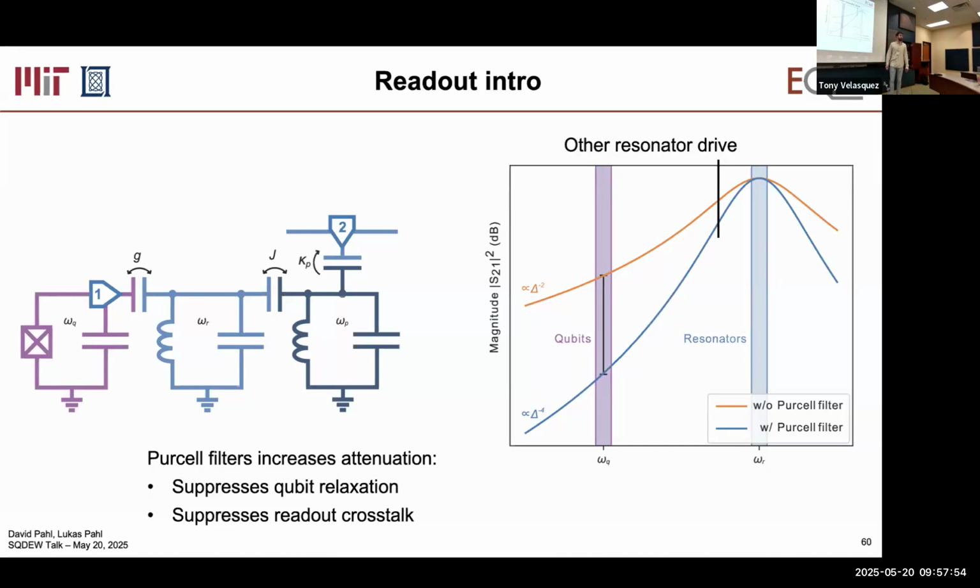Question from the online audience: what is a Purcell filter? Yeah, that's this thing here. It's a great question. I should have said what it is. This thing is actually a Purcell filter. It's just a second copy of a resonator, also a resonator at the same frequency, and it protects your qubit from decaying via the mechanism that I just explained. This decay through a resonator is often referred to as Purcell decay. And that's why this thing is called a Purcell filter.